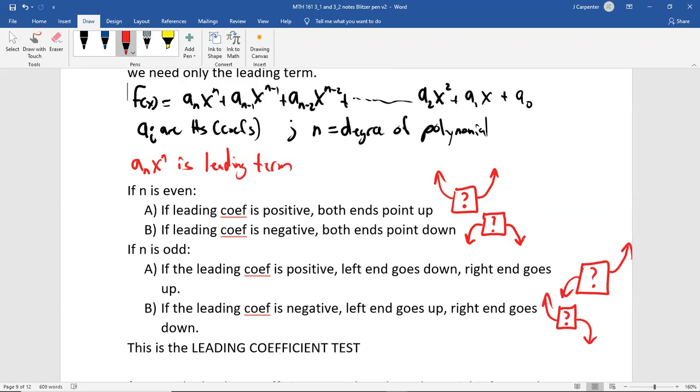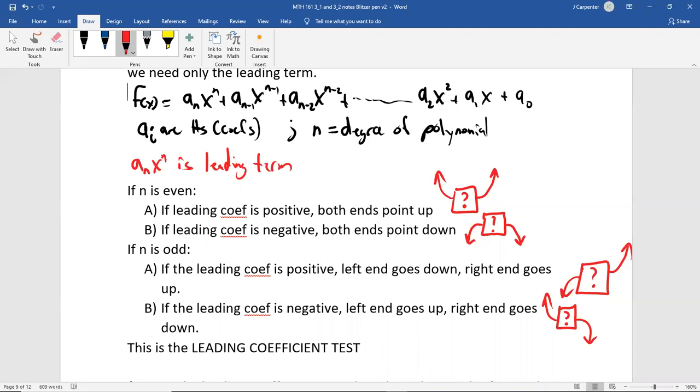Now you might say, good Lord, Mr. Beckner, why have I got to memorize all these little if this, then that, if this, then that? Well, first of all, the even versus odd makes it a little easier because the even cases point in the same direction. The odds do not. Positive coefficients point up, negative coefficients point down for evens. I think that makes sense just based on reflections. Like with our x squared graph, we always pointed it up unless there was a vertical reflection. Well, a negative in front of the leading term is a vertical reflection.